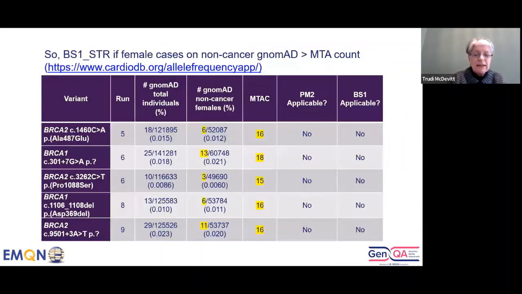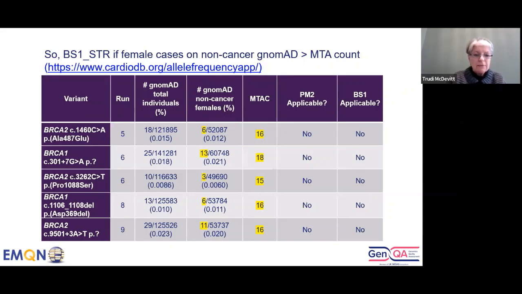So next slide, please. So looking at our examples in a bit more detail then, in the third column from the right-hand side, the MTAC, calculated using CardioDB, you can see the maximum tolerated allele count for each of those examples. So if you directly compare that to the numbers that you're seeing on the non-cancer female gnomAD cohort, you can see that none of these reach the threshold to be able to apply BS1. So for these examples, neither PM2 nor BS1 apply.